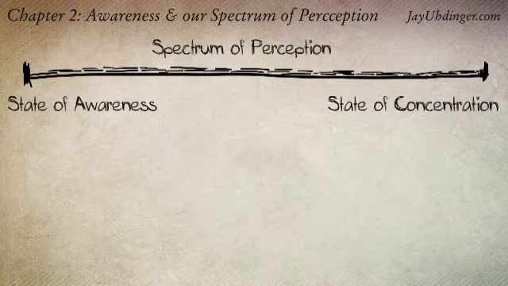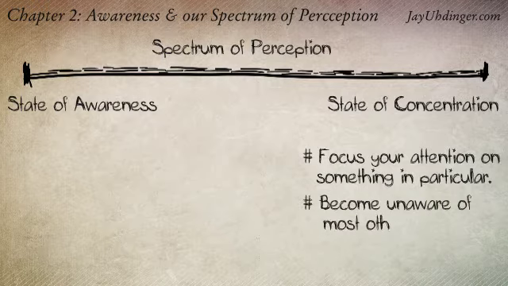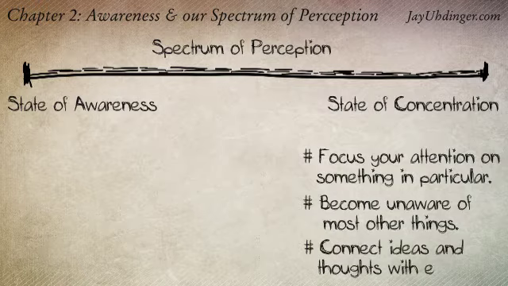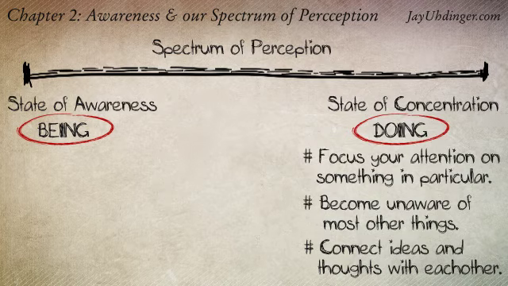Contrary to this state of broad awareness, in the state of concentration, you focus your attention on something in particular, and as a result you become unaware of most other things. In this state, you can take one idea and connect it with others easily. These two states at the limits of the spectrum can also be labeled as states of being and doing. If you concentrate, you are in the doing state, and if you are in the state of broad awareness, you are in the being state.